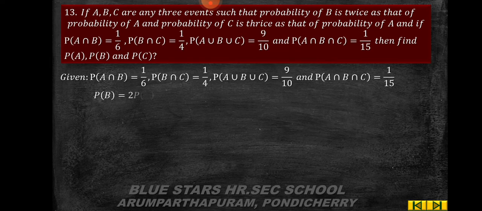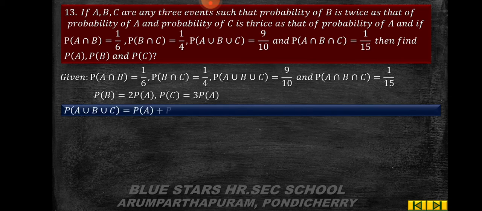Given P of A intersection B is equal to 1 by 6, P of B intersection C is equal to 1 by 4, P of A union B union C is equal to 9 by 10, and P of A intersection B intersection C is equal to 1 by 15. Also given that probability of B is twice that of probability of A, so P of B is equal to 2 into P of A. Next, probability of C is thrice that of probability of A. That is, P of C is equal to 3 times P of A.